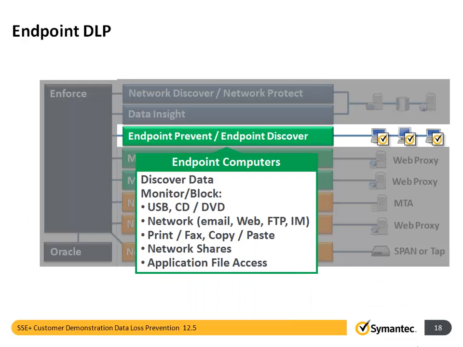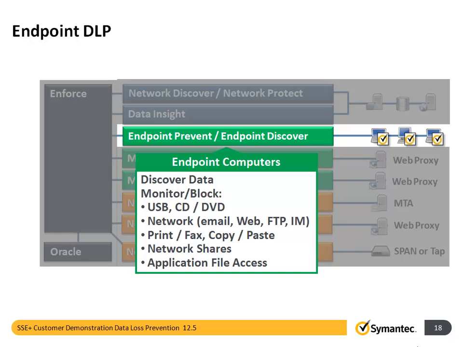Now moving from the network products over to the endpoint products, you can see that Symantec has a couple of endpoint DLP products here listed, Endpoint Prevent and Endpoint Discover. Endpoint Discover allows you to discover data on up to thousands of endpoints to make sure that confidential data is not sitting inappropriately exposed on your endpoints, while Endpoint Prevent lets you monitor and block copy to USB, CD, and DVD, various transfers via network, including email by supported clients, web by supported browsers, FTP and IM.